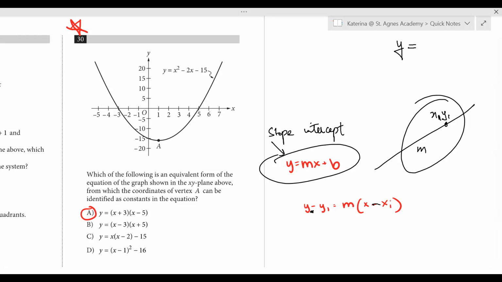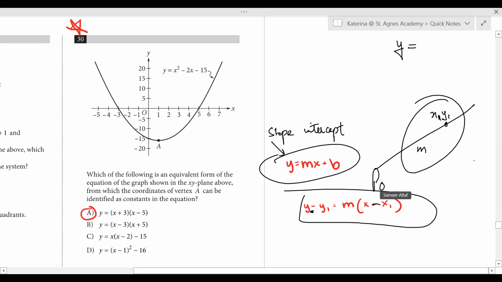And x1, y1 is given there, maybe 2, 3, or 5, 6, whatever that is. And m is also given. So you'll be putting those numbers here, and it'll be getting the equation in the point slope form. The third form of writing the equation of a line is standard form, ax plus by equals c. So we're having 3 forms of writing the line.